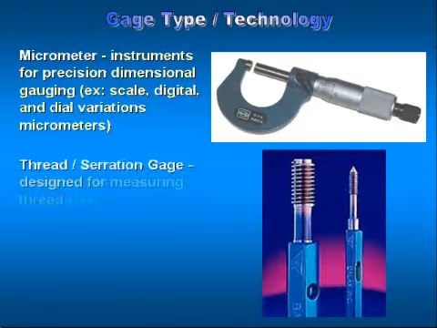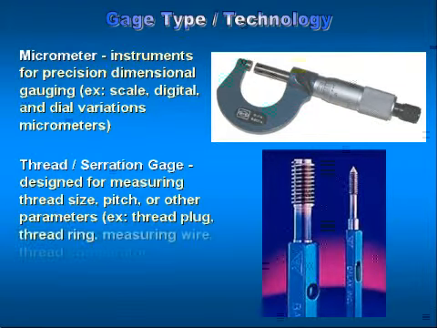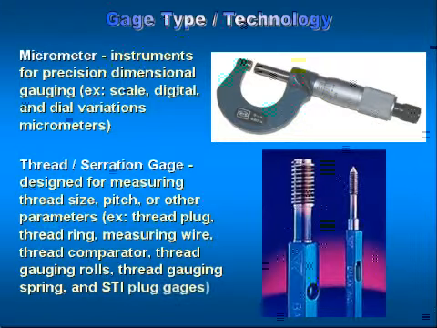Thread or serration gauge. This gauge is designed for measuring thread size, pitch, or other parameters such as thread plug, thread ring, measuring wire, thread comparator, thread gauging rolls, thread gauging spring, and STI plug gauges.